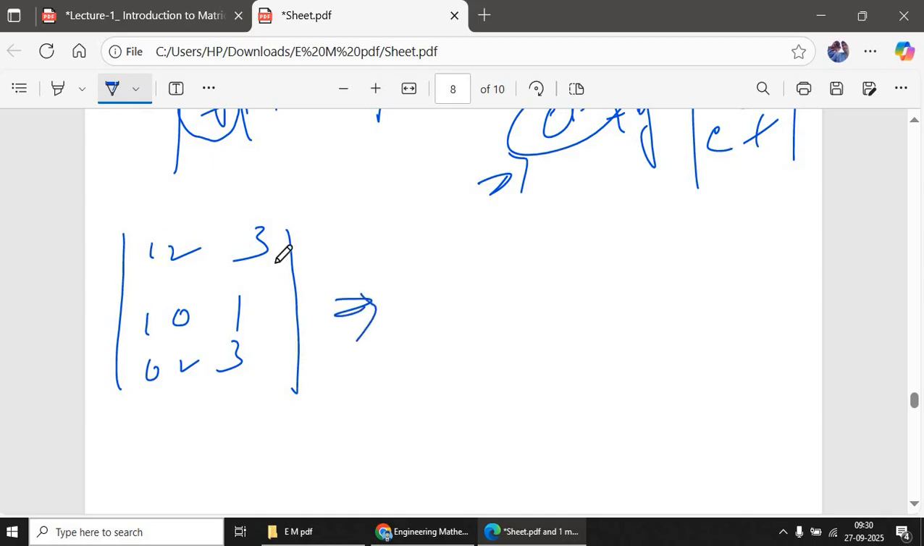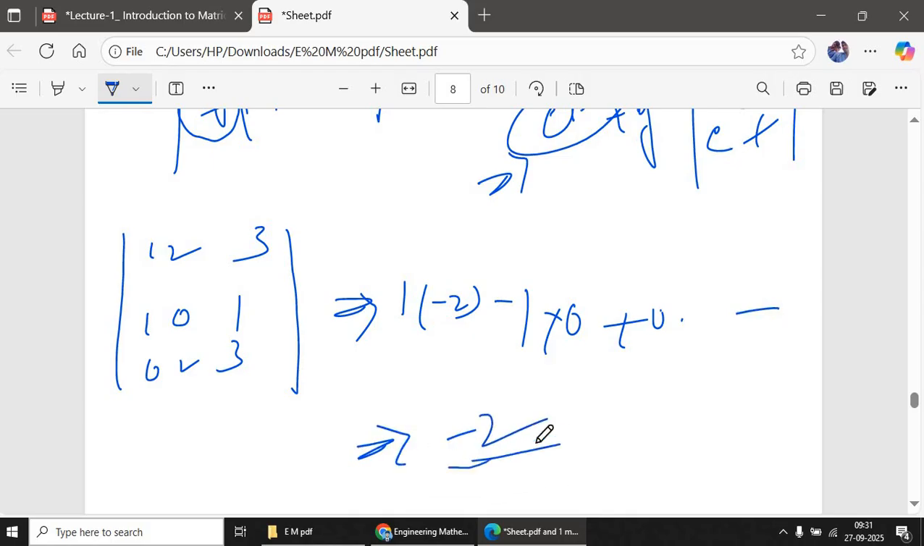If I take the first element 1, then the minor is 0 1 2 3, which is nothing but minus 2. Similarly, for the next element with a minus sign, minus 1 times 2 3 2 3, which is 6 minus 6, so 0. I no need to write this one also. And again plus 0 multiplied by anything is 0, so the determinant will be minus 2.